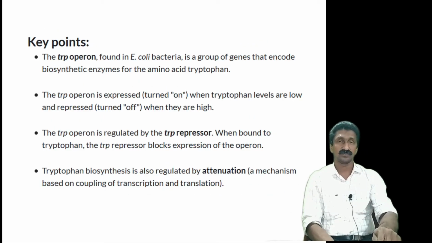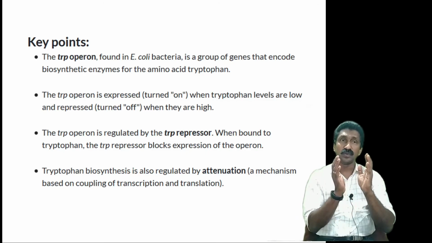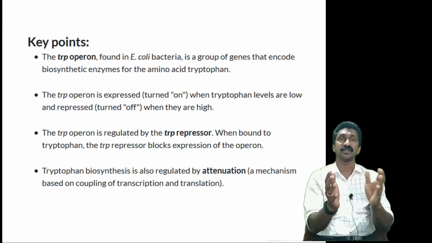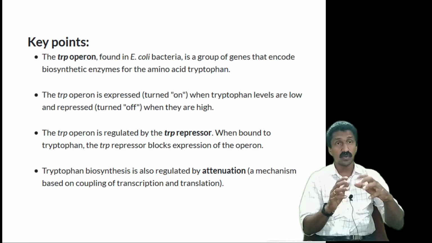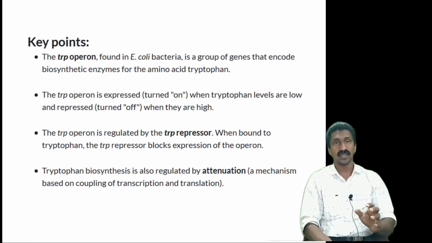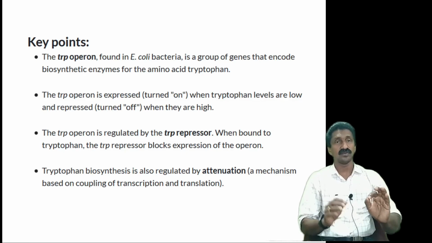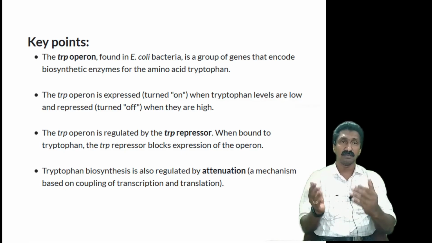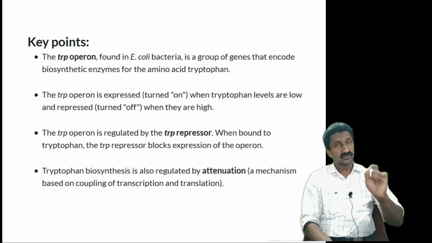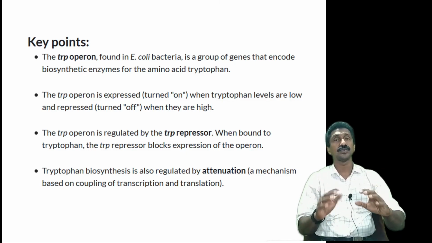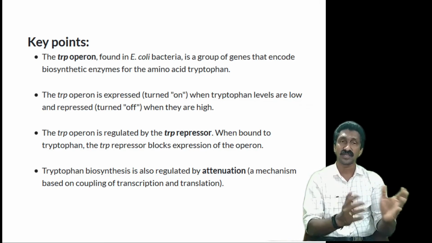The trip operon found in E. coli bacteria is a group of genes that encode biosynthetic enzymes for the amino acid tryptophan. The tryptophan operon is expressed or turned on when tryptophan levels are low and repressed or turned off when they are high. The trip operon is regulated by the trip repressor. And when bound to the tryptophan, the trip repressor blocks the expression of the operon. Tryptophan biosynthesis is also regulated by attenuation mechanism, or a mechanism based on the coupling of the transcription and translation.